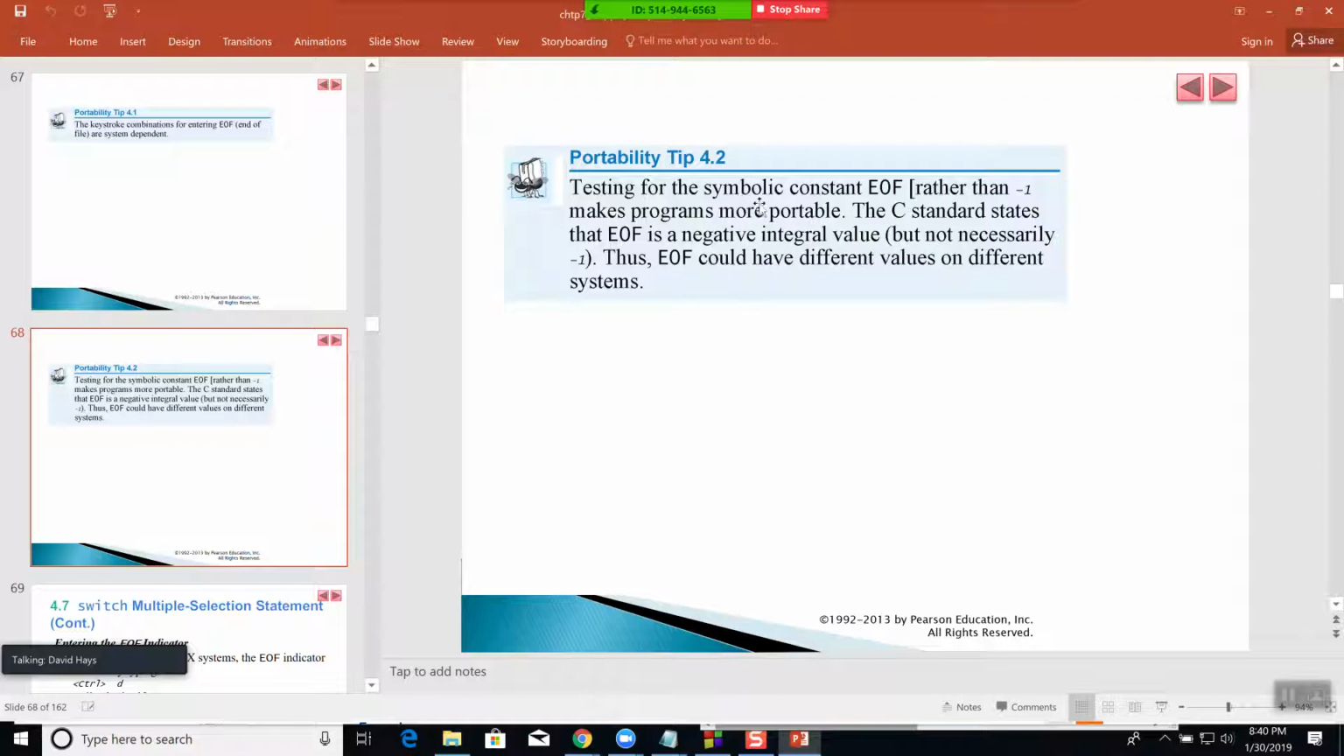This talks about testing for the symbolic constant EOF rather than -1 makes programs more portable. The C standard states that EOF is a negative integral value, but not necessarily -1. Thus, EOF could have different values on different systems. So if you're running this on Linux, on a Mac, on Windows, whatever, your end of file may indicate -1, -2, -3. So they just specify this symbolic constant. A constant is a number that doesn't change, like pi.